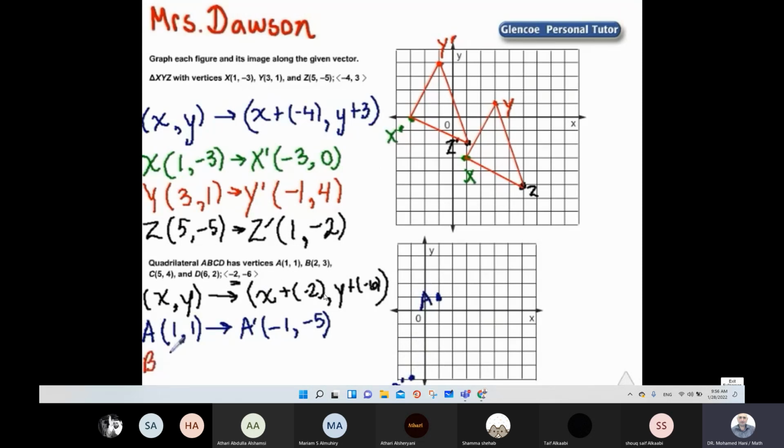B, which was at the coordinate (2, 3), becomes, or translates to, B prime, which would be (0, -3). 2 plus -2 is 0. 3 plus -6 is -3. So B, 2, 1, 2, 3, goes to B prime. 0, 1, 2, -3.